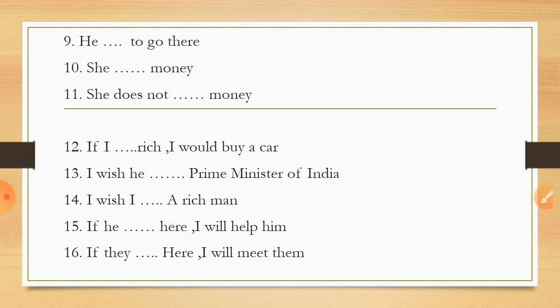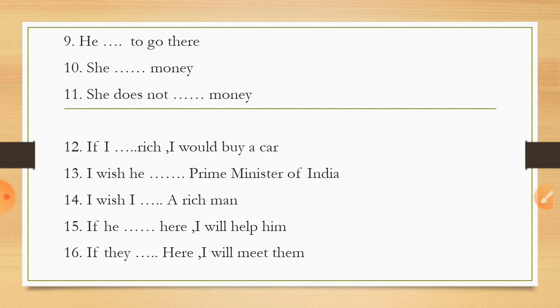Okay. Next is she dash money. So she has money. Similarly, 11th one, she does not have money, not has. She does not have money. So I guess you're clear with the negative as well as the affirmative from the 10th and the 11th. So let's move on to the 12th.